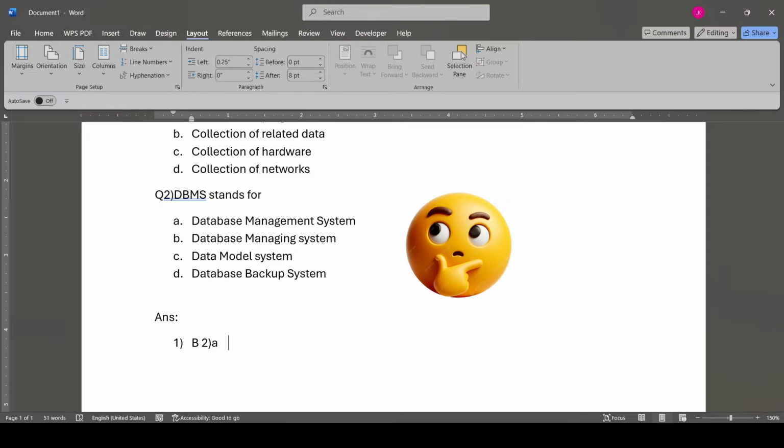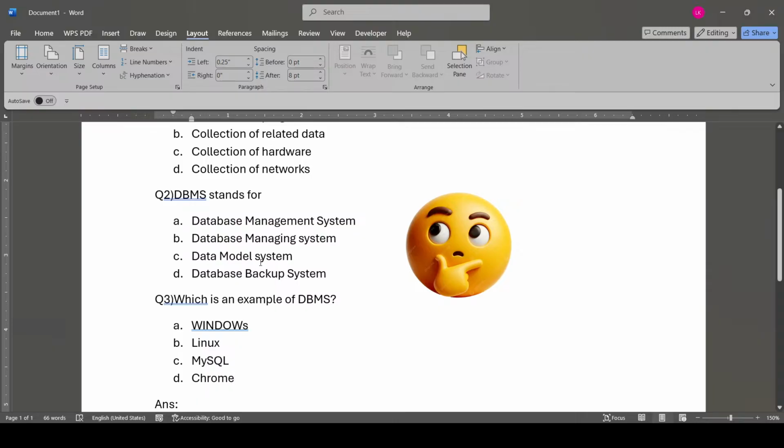Now we are going to talk about the next question here. Question number 3. Which is an example of database software? Now the options are here. First is Windows. Second is Linux. Next is SQL. Next is another option. Okay, now tell me the answer to question number 3.